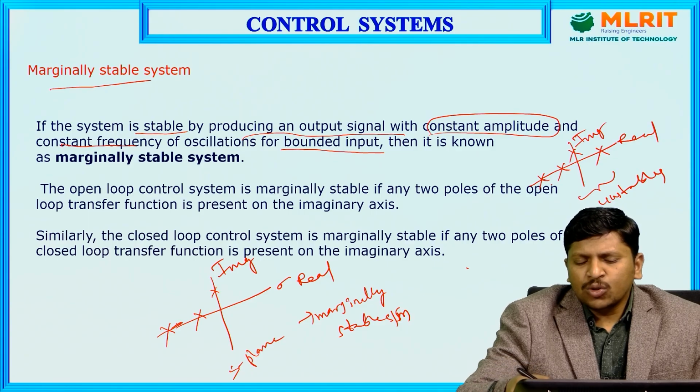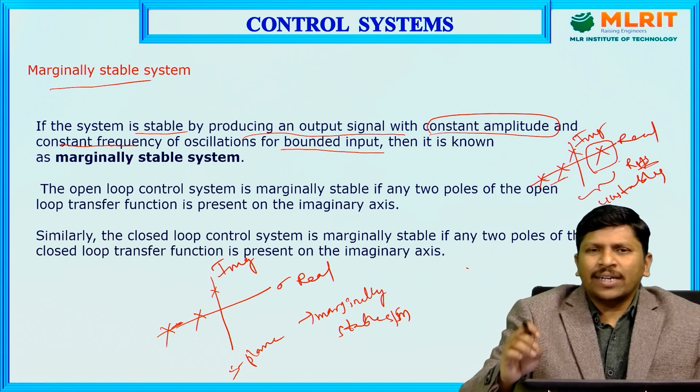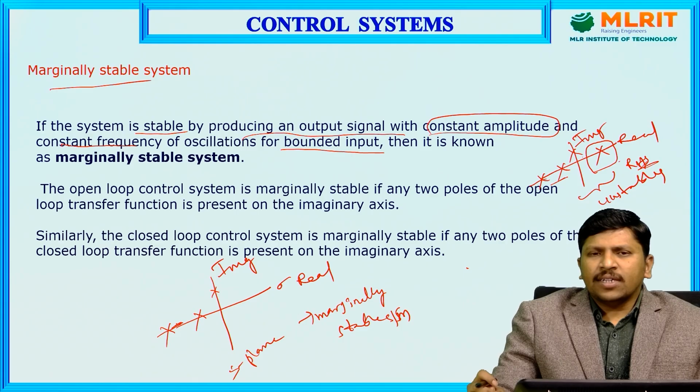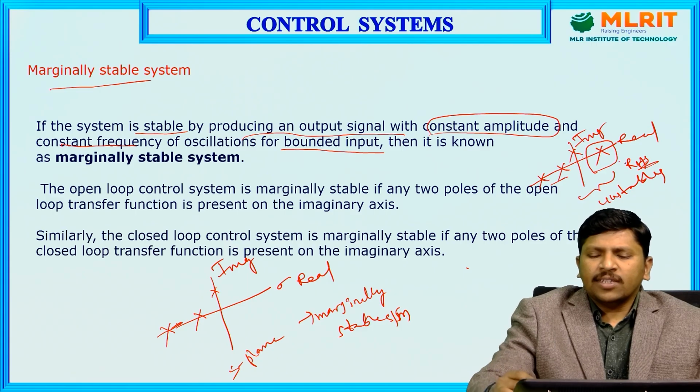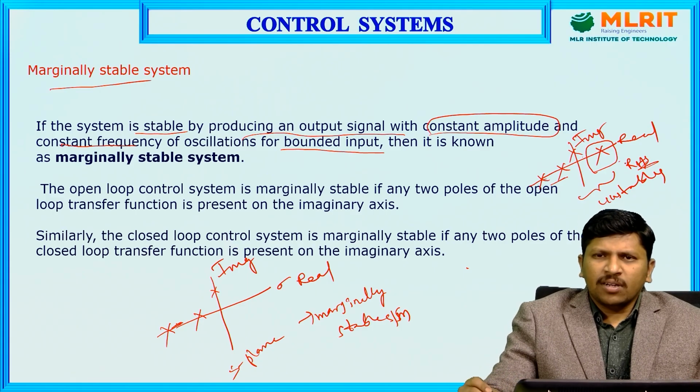Why, sir? Two poles are in the left half of the S plane and one pole is on the imaginary axis, so the system would be stable, right? But observe the one more pole present in the right half of the S plane. So if at least one pole is present in the right half of the S plane, then that type of system is nothing but an unstable system.